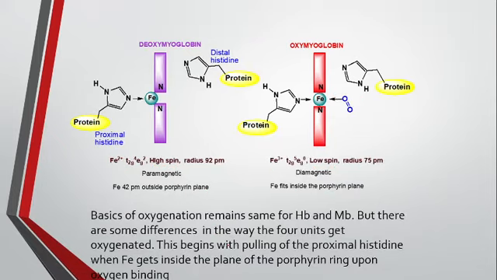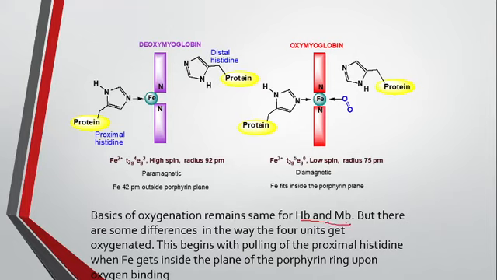Here this is the deoxymyoglobin proximal state, and here this is the oxymyoglobin in which oxygen is bound to this state. The basis of oxygenation remains the same for hemoglobin and myoglobin.